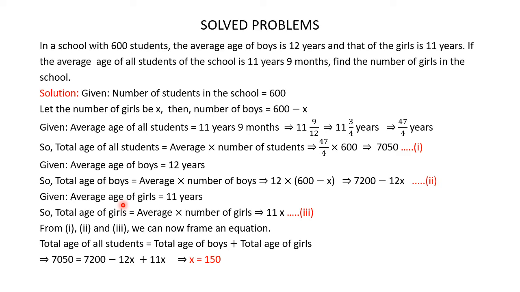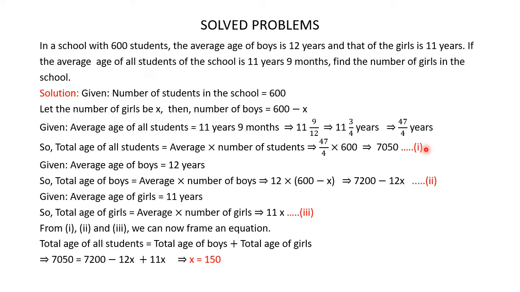It's also given that the average age of girls is 11 years. So total age of girls is average multiplied by number of girls, which is 11 multiplied by x, that is 11x. So total age of the girls is 11x. This is the third equation.